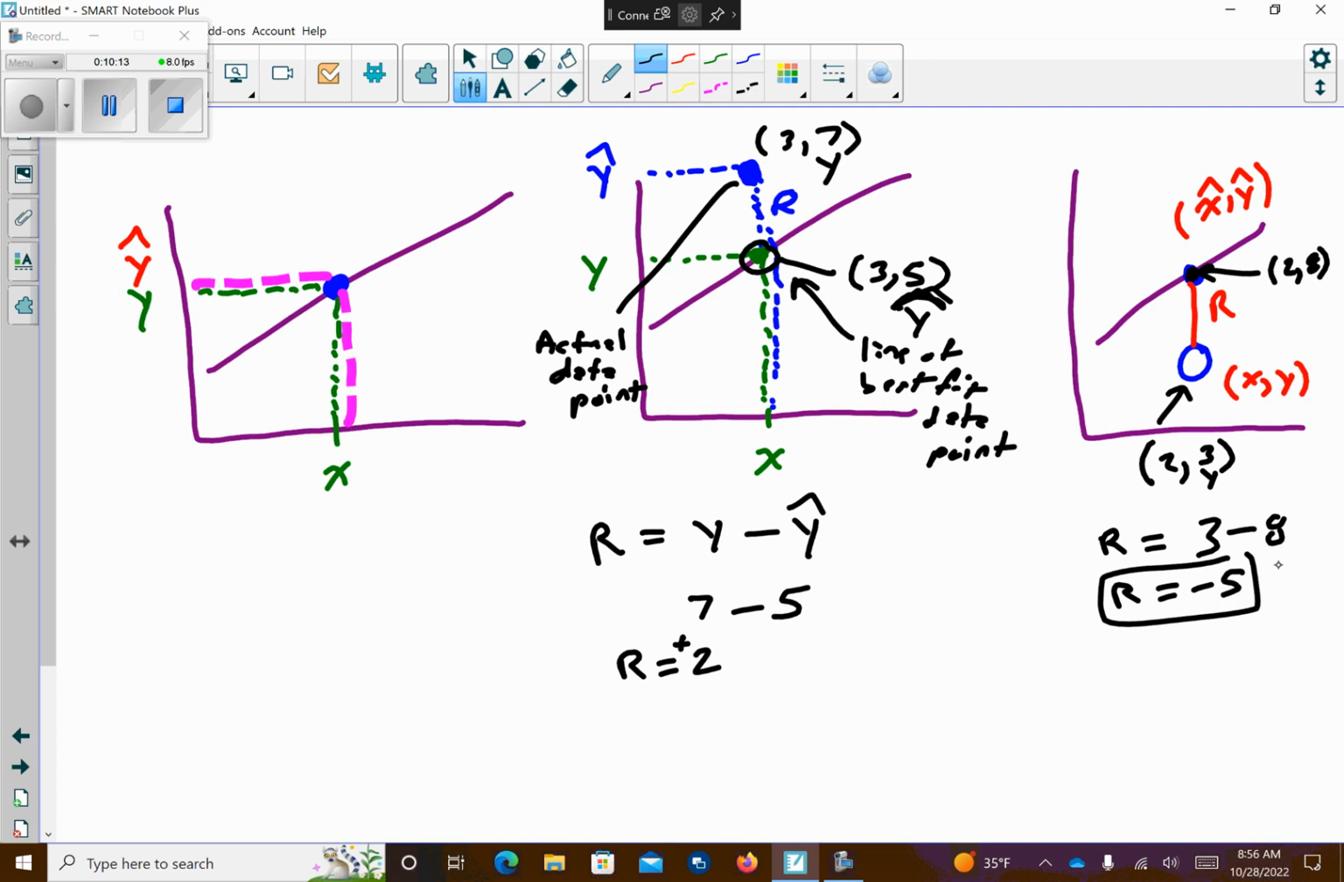So if we are trying to estimate information, the very first one, our estimation and our data point happen to be the exact same thing. We have a residual of 0, an R value of 0, and that's fine. If my data point happens to be above, the residual is positive; if it's below, it's negative. Now, Desmos will do residual values for us. Let me get my keyboard and jump on Desmos real quick.